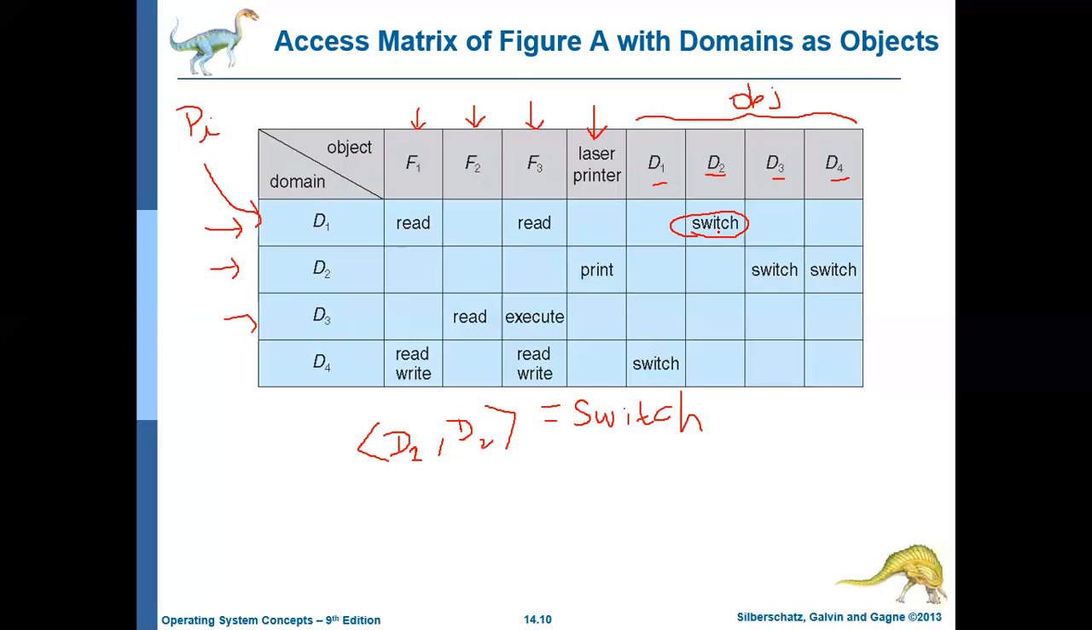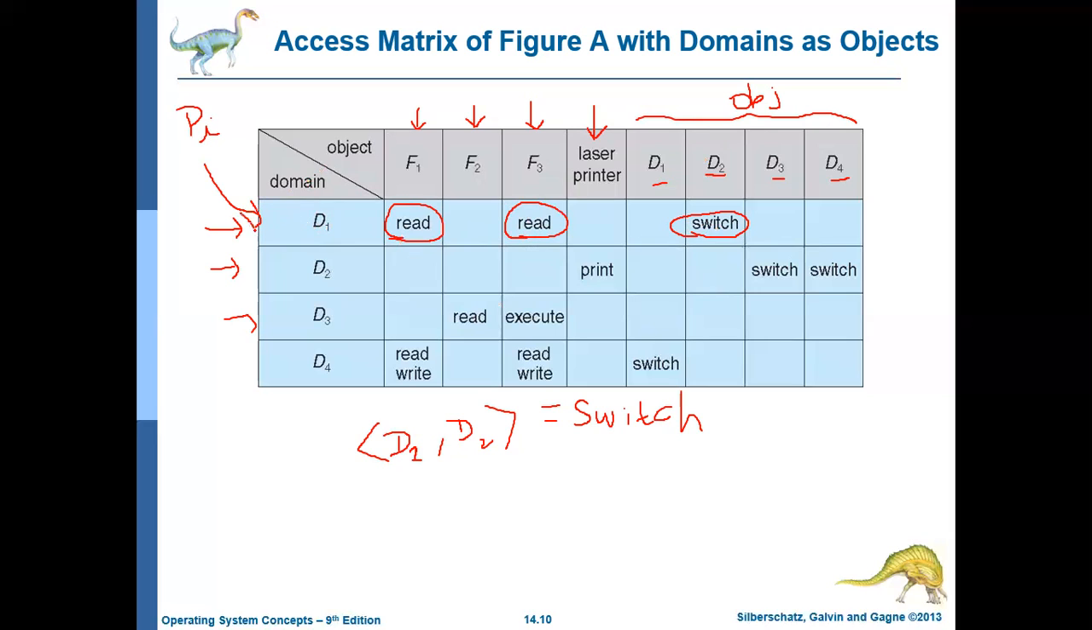So this switch privilege says that the user or the process PI which is executing in the domain D1 can switch to the domain D2. And the other operations are as usual. The process PI which is executing on the domain D1 can perform read operation on the object F1 and read operation on the object F3. Apart from this, it can also perform a switch operation to the domain D2.